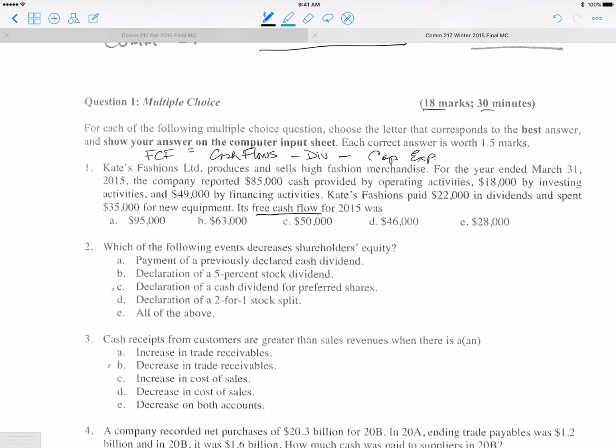Okay, so the company reported 85,000 from operating activities. So it's 85,000, 18,000 for investing, cash flow from investing, and they generated another 49 from financing. Okay, so this is their total cash flows. From this, we're going to take away $22,000 in dividends, and we're going to take away $35,000 for the capital expenditures. So that gives me 95,000. So the correct answer is A.